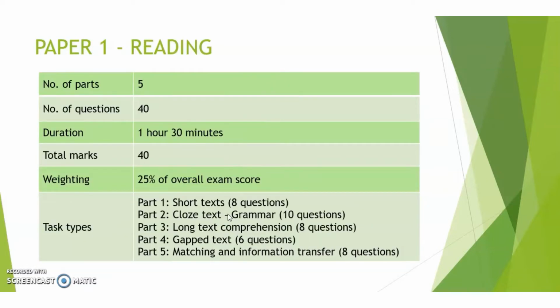Alright, now let's look at Paper 1 Reading. The reading paper consists of 5 parts and a total of 40 questions. Each question is worth 1 mark and each part has different task types. The first part consists of 8 multiple choice questions, where you need to read 1 short text for each question and then choose the correct answer out of the 3 options.